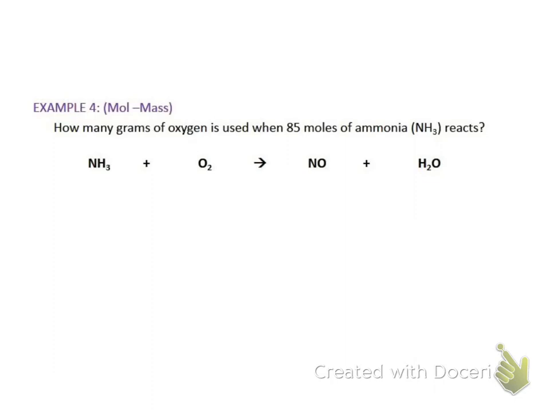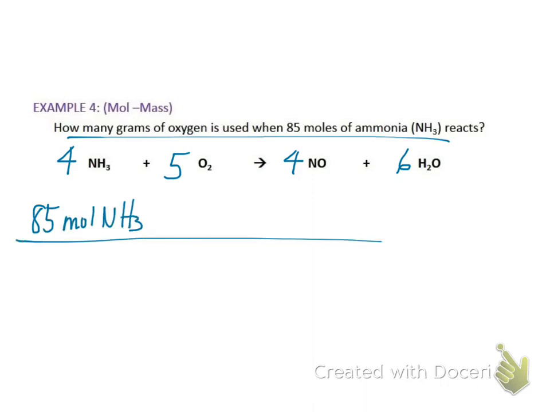This one wants to know how many grams is used when you have 85 moles of ammonia. Okay, so first we need to balance this equation. It's a little tricky. Anybody got it? Should be 4, 5, 4, 6. So we're going to start with our 85 moles of ammonia. Okay. Since I am starting with moles of ammonia, do I need a molar mass? No, I can go straight into my mole ratio.